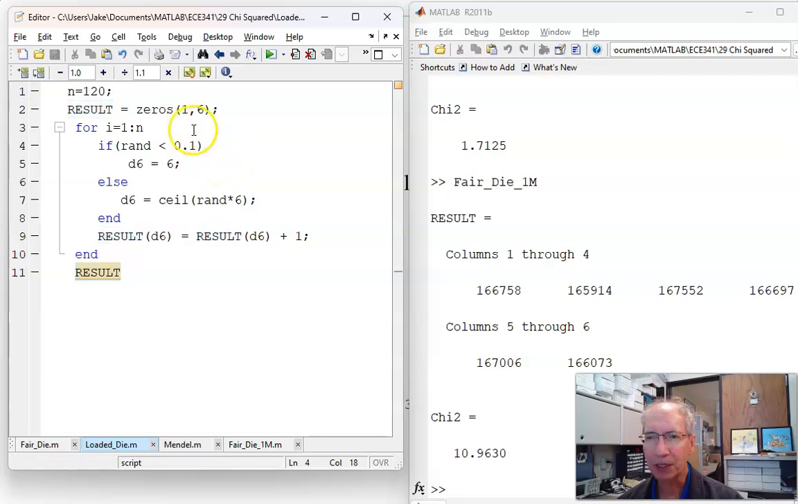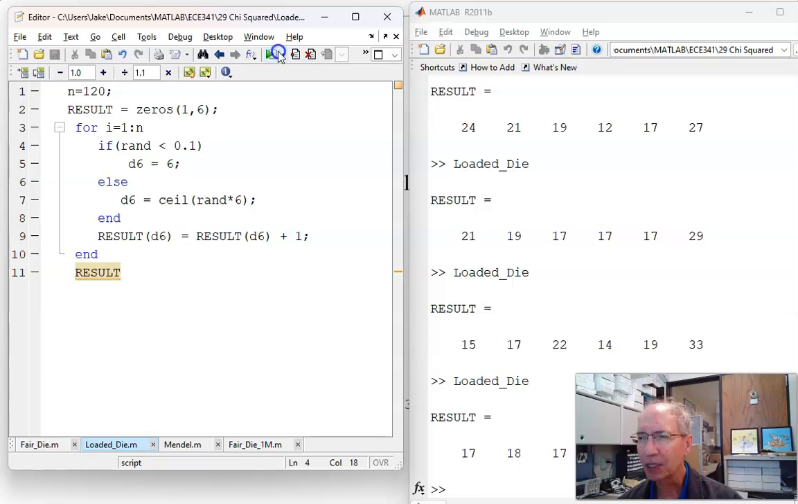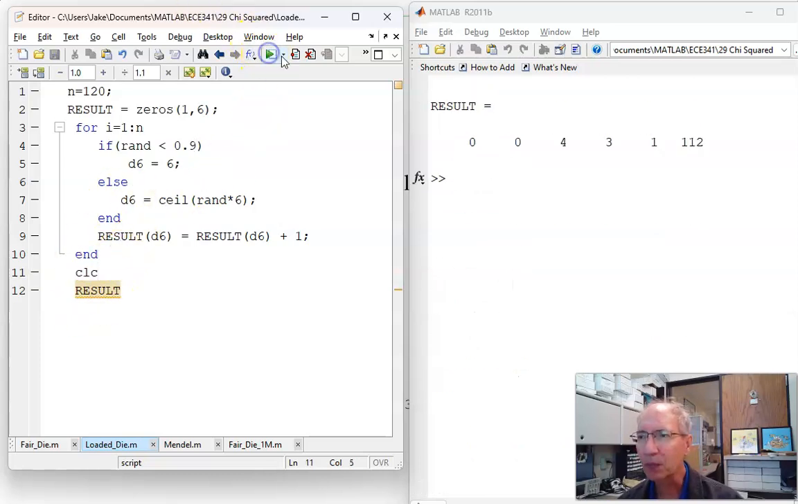So if I have 10% loading, here are the numbers I'm getting. I'm getting a few too many 6s, but it's not really obvious. If I make it really obvious, like 90% loading, let's do this. Clear the screen. So there I have way too many 6s. That's pretty obvious that this is a loaded die.